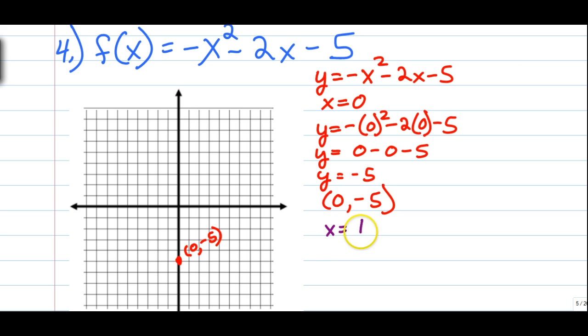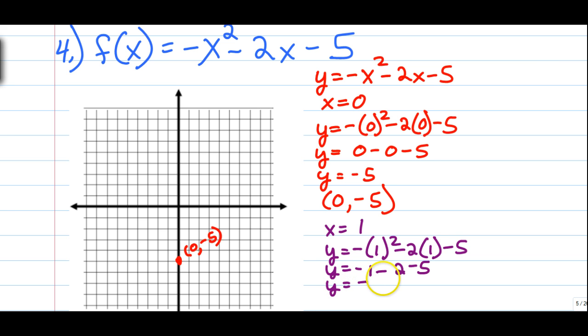X equals 1. Plug it in. So y equals negative 1 raised to the second power minus 2 times 1 minus 5. This gives me y equals -1 minus 2 minus 5, so that y is equal to -8. So my ordered pair here is going to be (1, -8). Let's place this one on the graph.